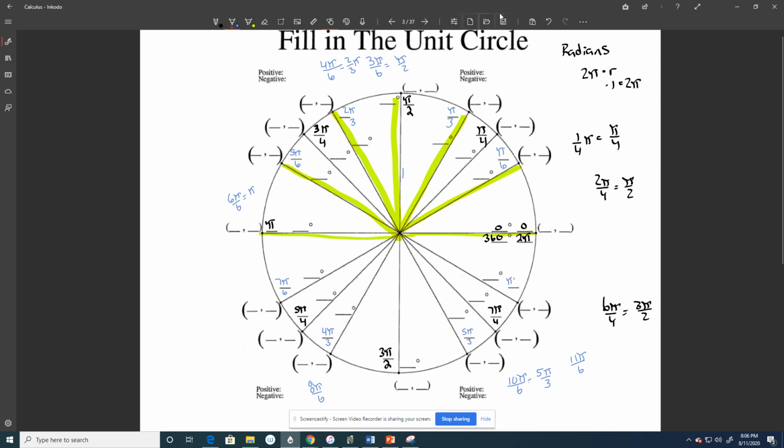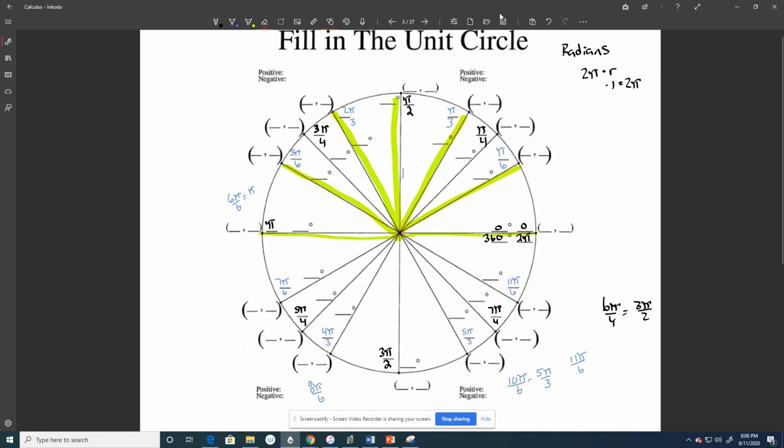Well, I turned my 11 into my pi. I can make this one 11 pi over 6. And then, of course, if I go one more 6th, then I'm at 12 pi over 6, which is just 2 pi. Okay? So that right there, that's a big chunk of the unit circle. That's all of our angles. That's the first thing that we want to make sure that we know and are able to find.